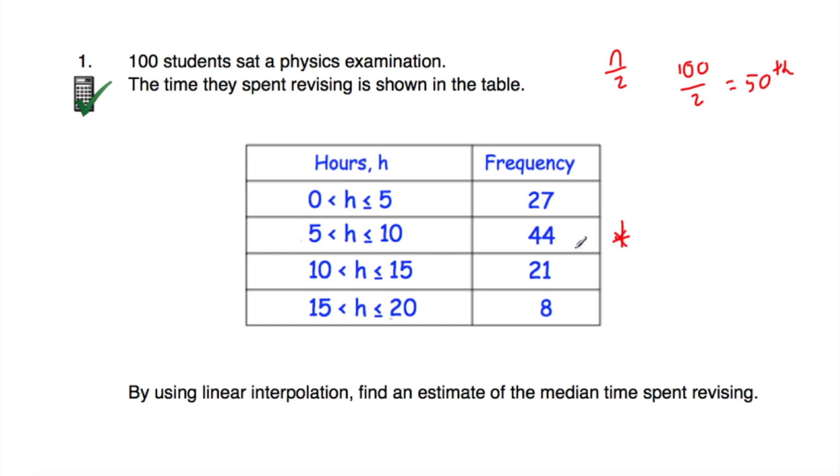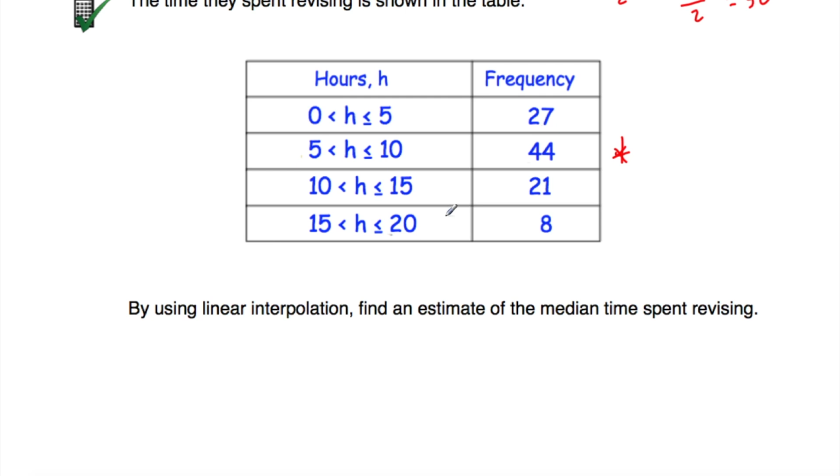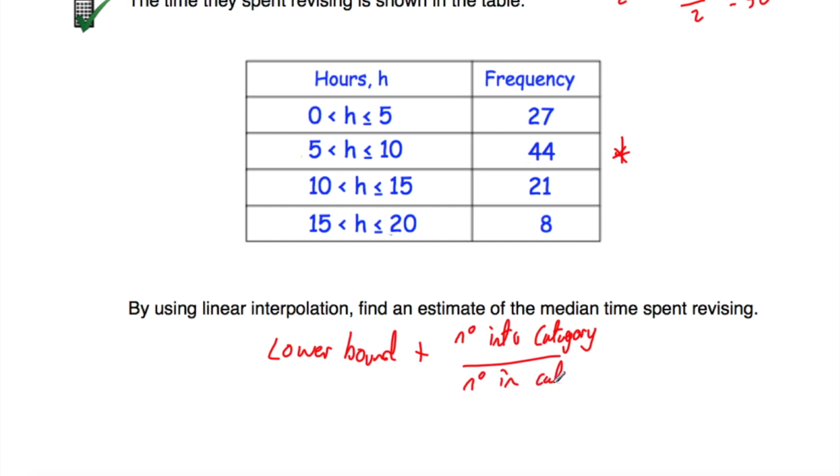And then what we're going to do is use the formula for linear interpolation. The formula for linear interpolation is the lower bound plus the number into category over the number in category, times the class width.